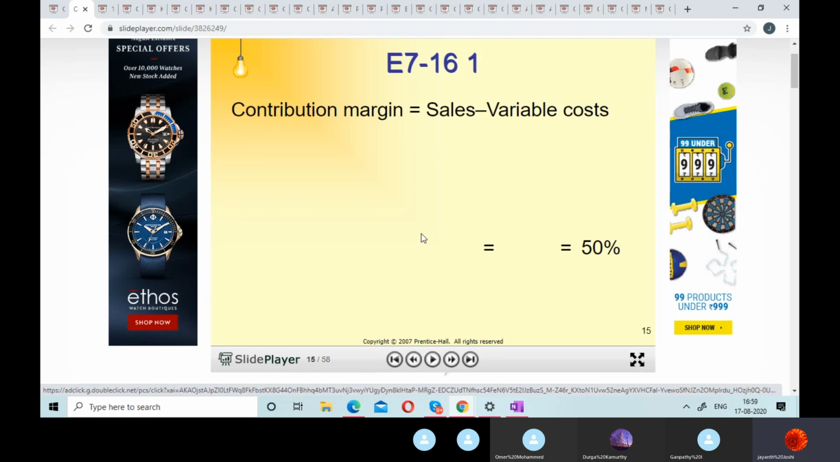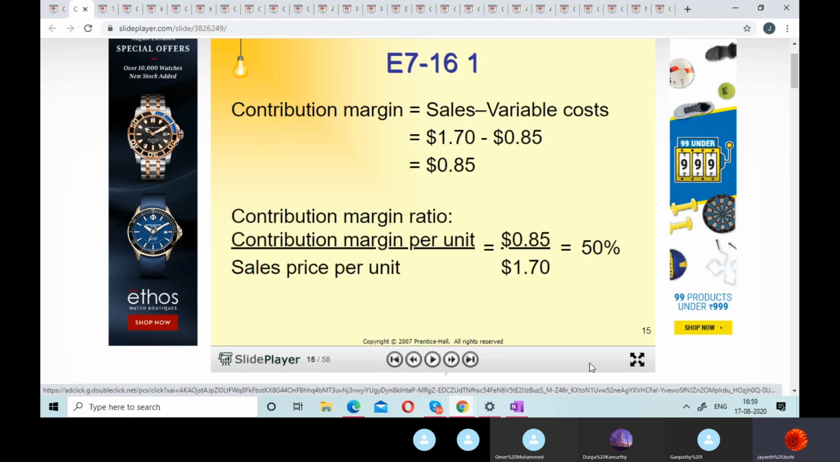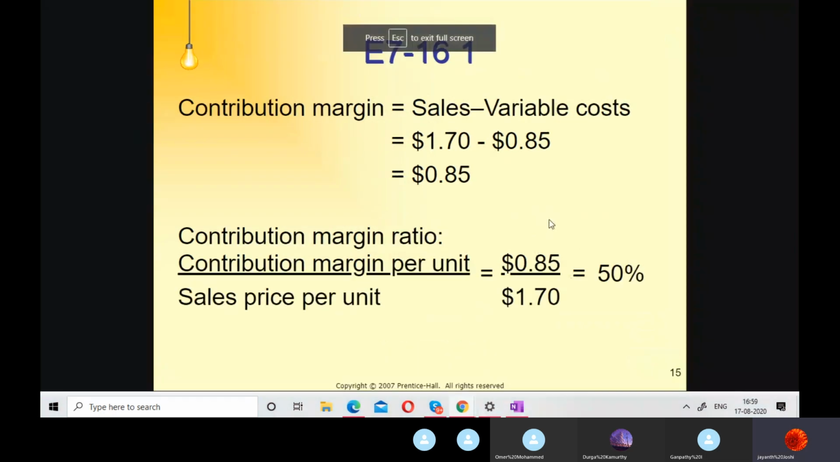Now contribution margin is sales minus variable cost. Sales is this, variable cost is this per unit. If you want to find out the contribution margin ratio, that is nothing but the contribution margin per unit by selling price per unit. So we'll get the contribution margin ratio. Okay, the formula I've already given you. Contribution margin per unit is nothing but sales minus variable cost. Sales minus variable cost is this, divided by sales. That is 1.70. You get the contribution margin ratio, PV ratio, the PV ratio formula.